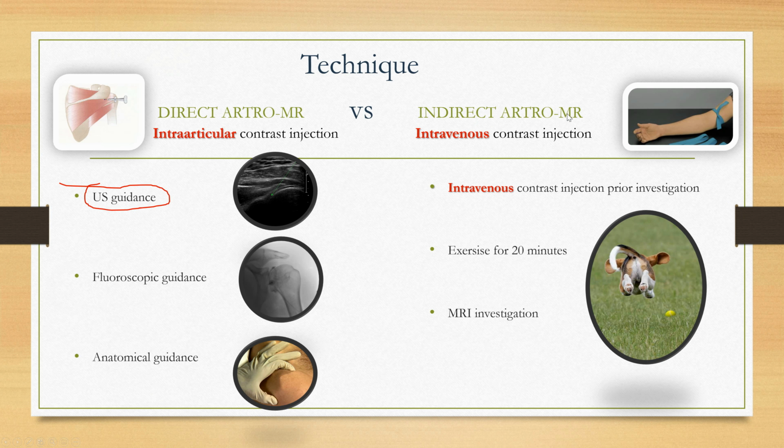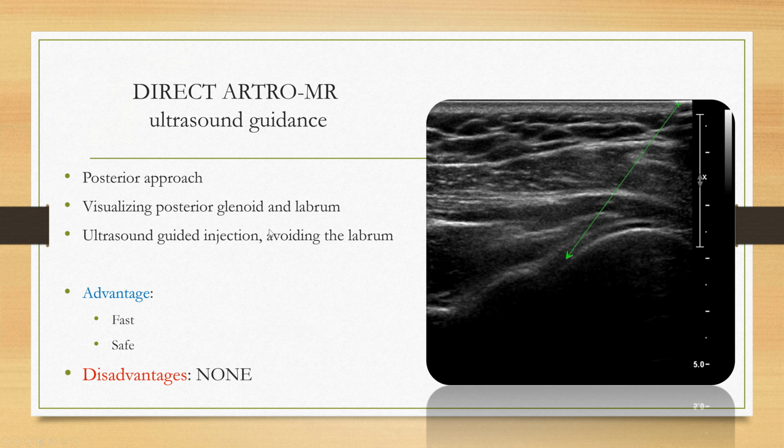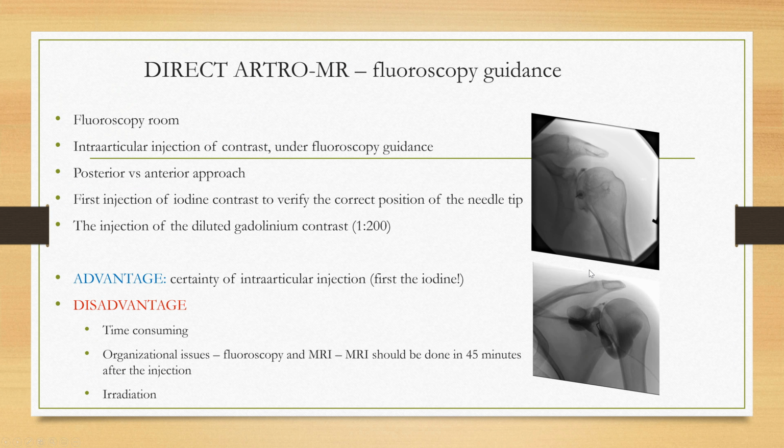Regarding the technique of indirect arthro MRI, I already told you, it's just an intravenous contrast injection and then exercise. With direct arthro MRI, I prefer to use ultrasound guidance because I'm a radiologist. I use the posterior approach. I visualize very well the posterior glenoid and labrum. I inject avoiding them, and it is fast, it is safe, and there are no disadvantages.